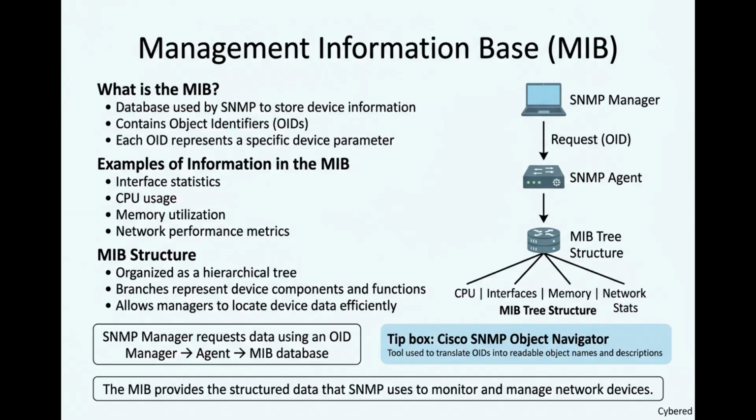Using the OID values defined in the MIB, the SNMP manager communicates with the SNMP agent to gather statistics or modify configuration settings on the network device. Cisco provides a useful tool called the Cisco SNMP Object Navigator, which helps administrators translate OIDs into readable object names and descriptions.